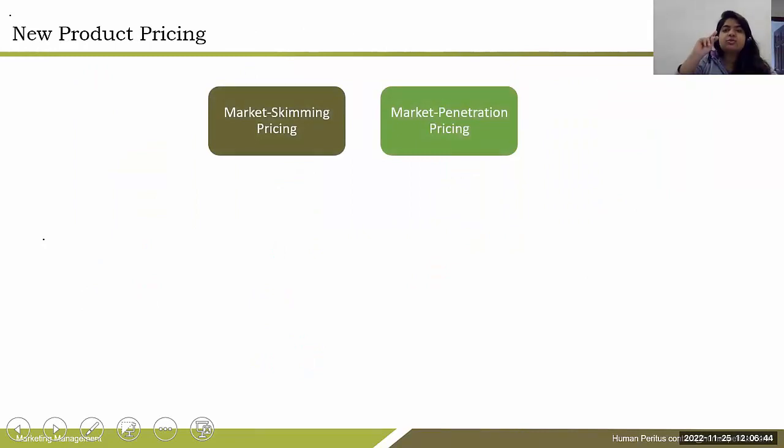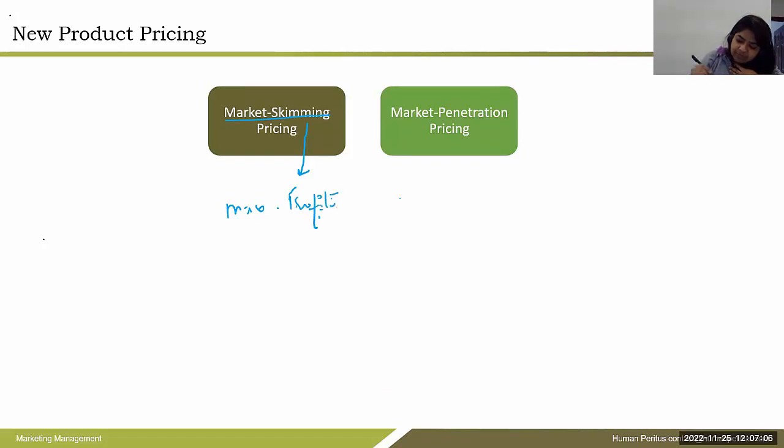Now, these two terms are extremely important when you're doing pricing. Market penetration, market skimming. Always remember this, skimming through skimmed milk. Skimmed milk is removing the top layer. When you're removing the top layer, that means you're taking maximum profits. So your aim is to skim the top layer, take the maximum profit, so you will charge high prices.